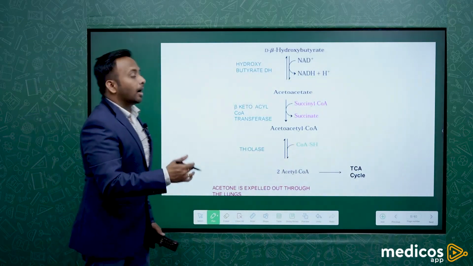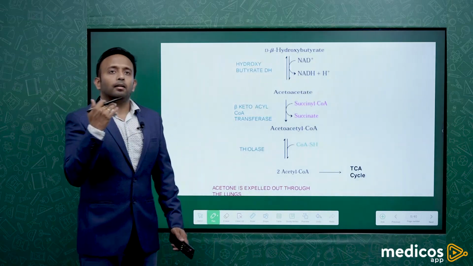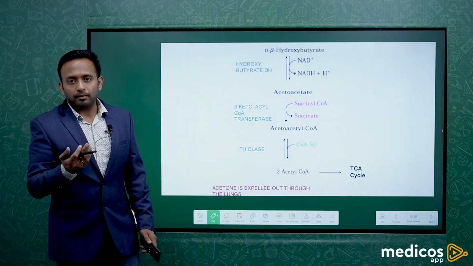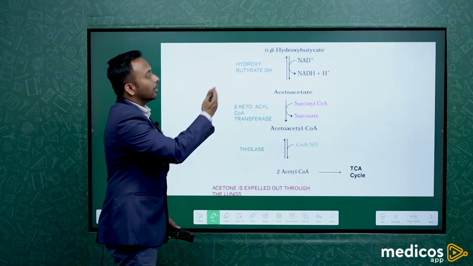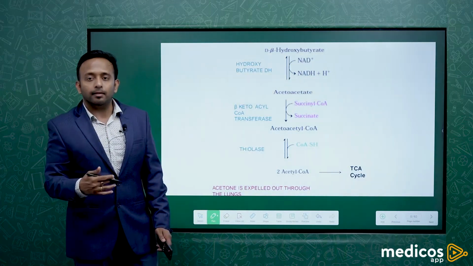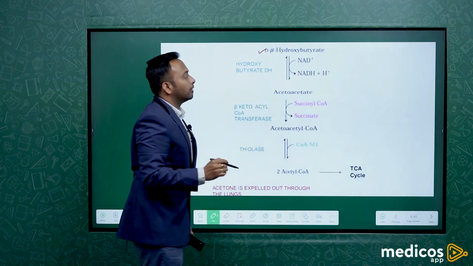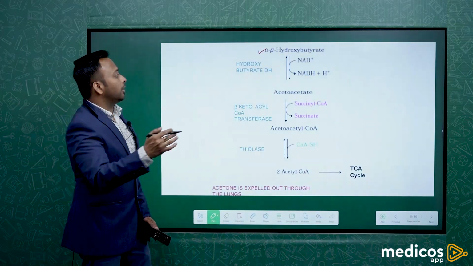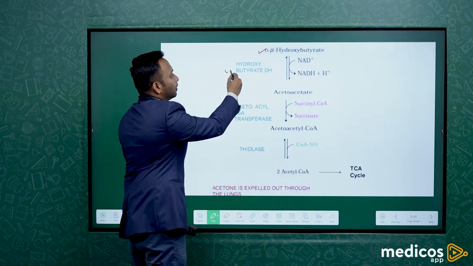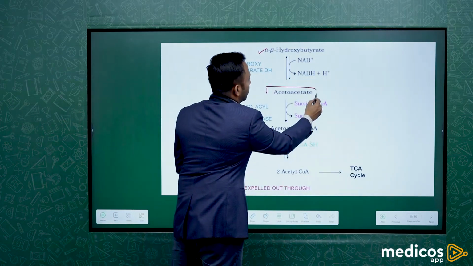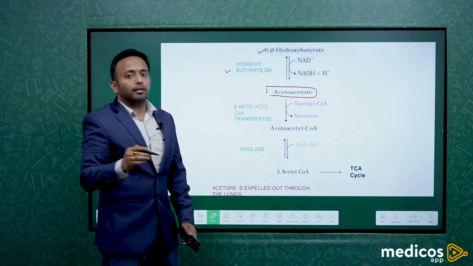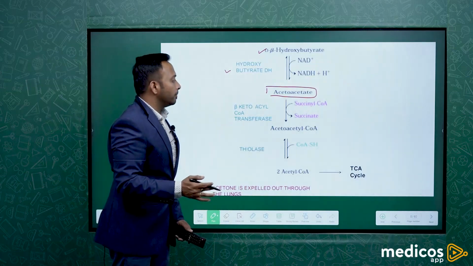For example, acetone, because it is volatile in nature, is excreted through the lungs. So we might not have sufficient acetone to act as the energy supply. What we are left with is a water soluble compound, beta hydroxybutyrate. Beta hydroxybutyrate will undergo a dehydrogenase reaction to synthesize acetoacetate. Okay, acetoacetate we got, it's a 4 carbon compound.